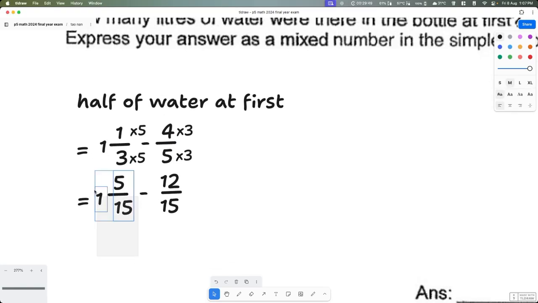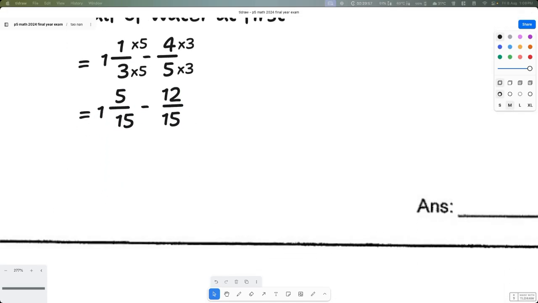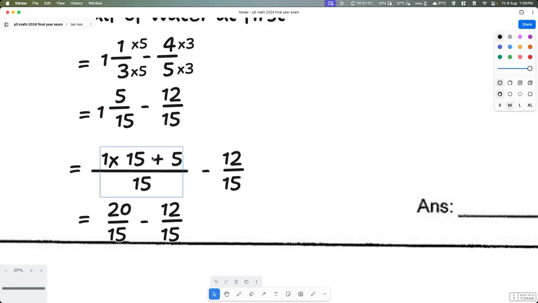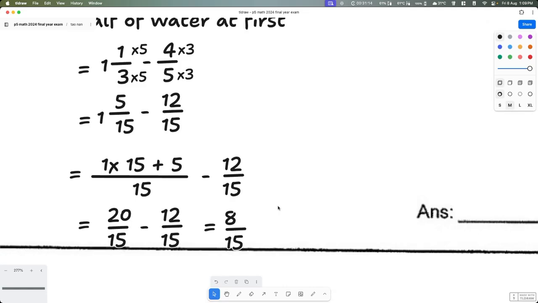Okay, so then we can convert this into an improper fraction because 5 minus 12 is a negative number. So the improper fraction is basically the denominator times 1, plus 5. So 5 out of 15 minus 12 out of 15, and 1 times 15 is 15 plus 5, 20 out of 15 minus 12 out of 15. And what will this give us? 20 minus 12, which is basically 8 out of 15. So this is half of the water at first.